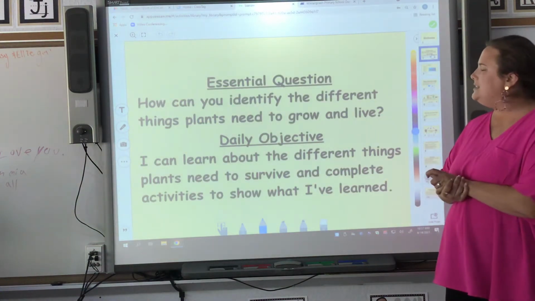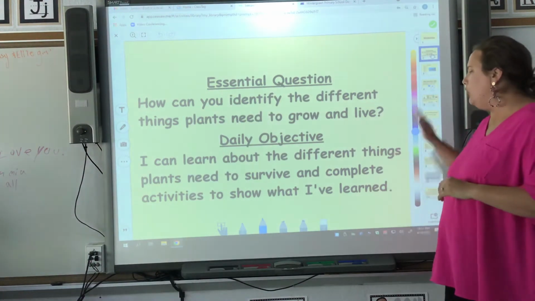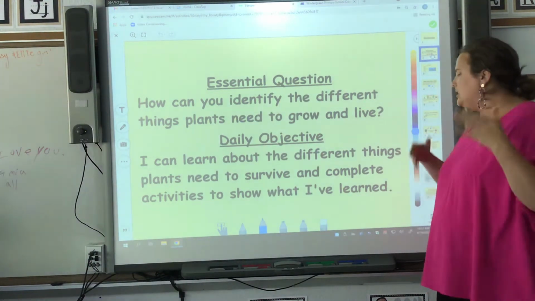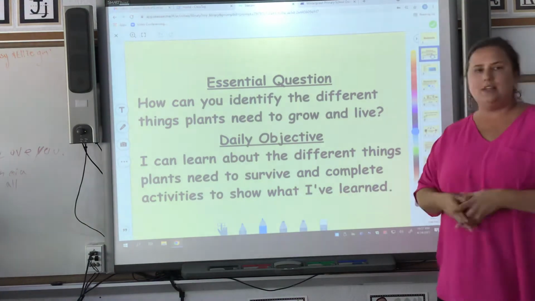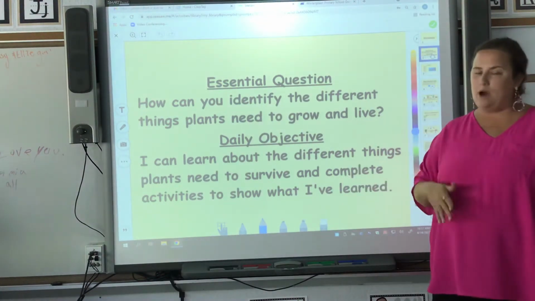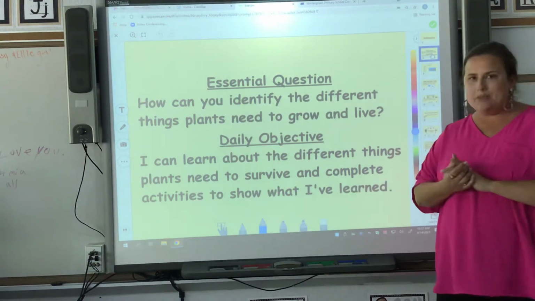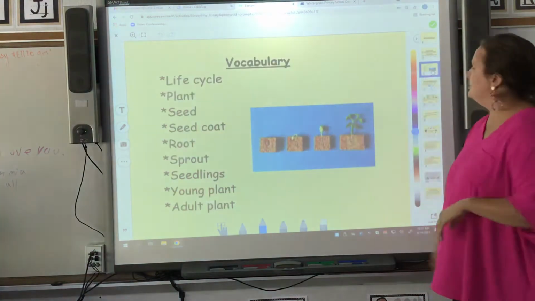Today we're going to identify the different things plants need to grow and live. We're going to learn about the different things plants need to survive and complete activities to show what I've learned. Yesterday we looked at our 5 plants. We talked about what we're doing with each plant so that we can see what happens in our science experiment.